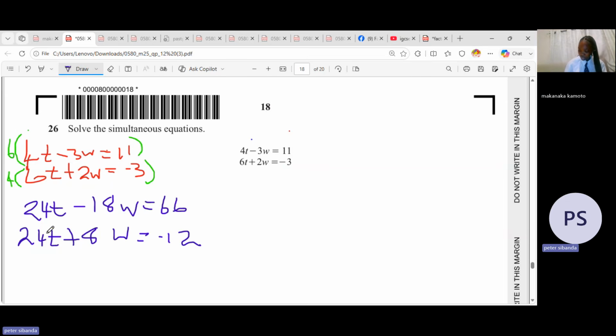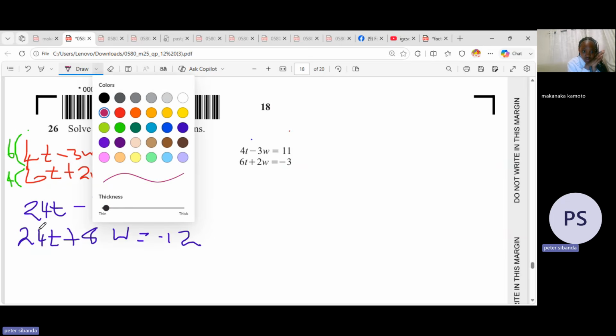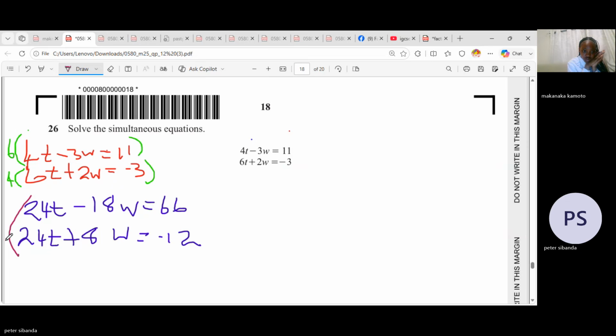So now that we made sure that this part where there's t, it's similar. If the signs are similar, like in this case, this is a positive 24t, and this is also a positive 24t. Because they are all positive, it means we have to subtract. We just check the signs of where we made it similar. So we are going to be subtracting these. 24t minus 24t is 0. That's t gone, eliminated. That's why the method is called elimination.